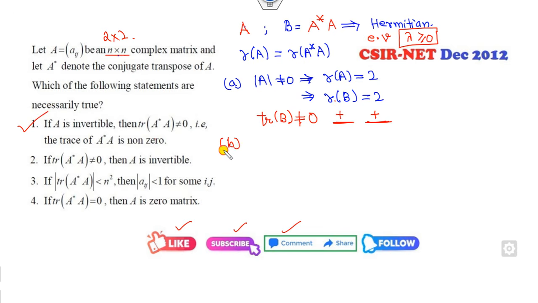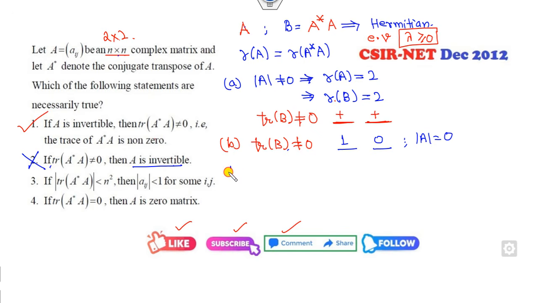Second option, trace of B is non-zero. If trace is non-zero, but in the second option they are not talking about the rank of the matrix. Fine. So trace is non-zero. What does it mean? If I choose the trace, 2 eigenvalues are 1 and 0. Fine. So what does it mean? Trace is non-zero, satisfied, but A is invertible because determinant is 0. So A is invertible, not possible, so this option is cancelled.